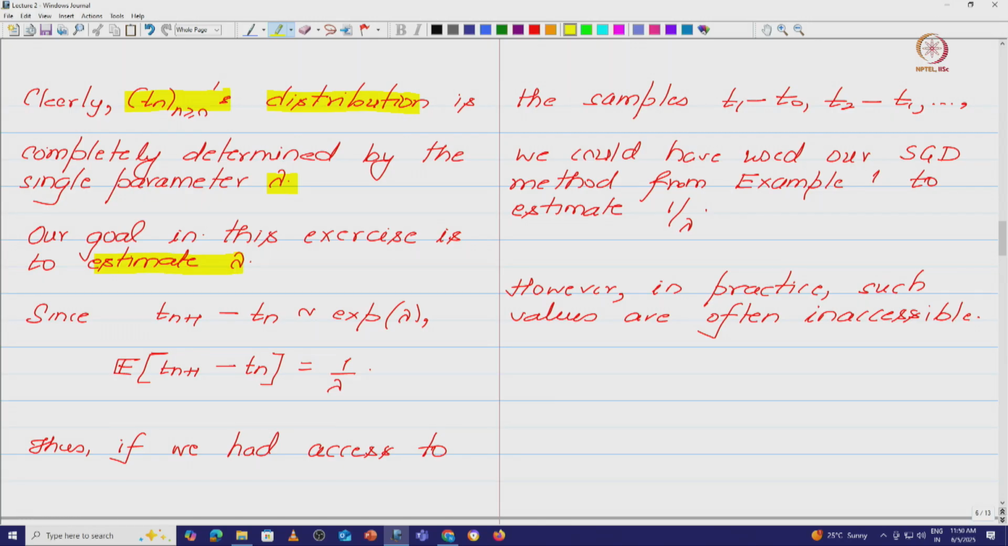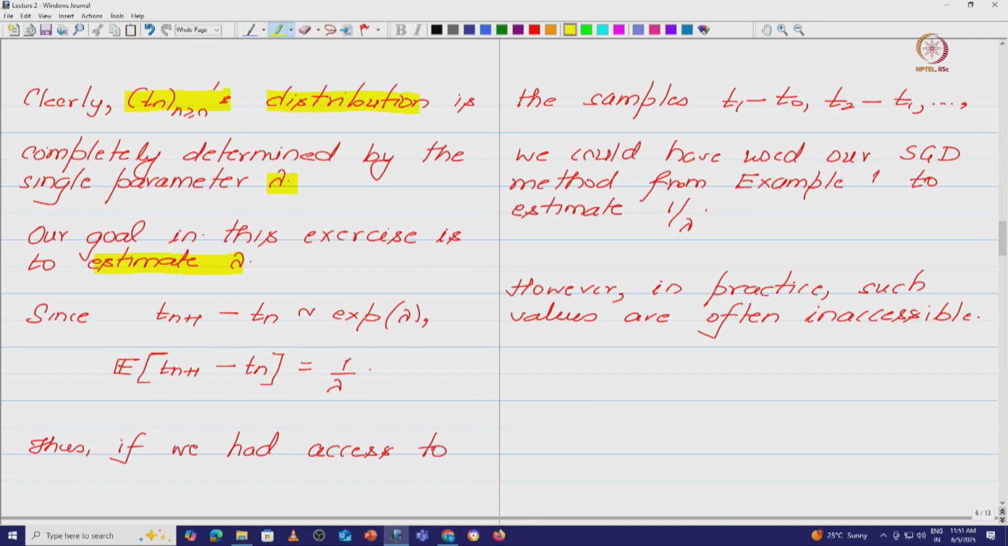In this example, let us spend some time understanding how this example differs from the previous example. Recall, in the previous example we had a random vector X and our goal was to estimate the expected value of X, and we presumed access to samples of the random vector X itself. Here our goal is to estimate lambda, and let us first see how lambda is related to Tn plus 1 minus Tn.